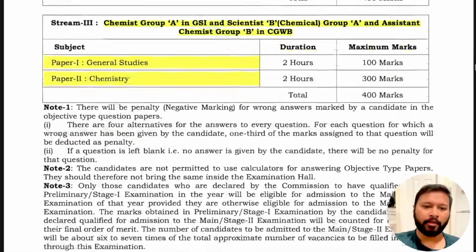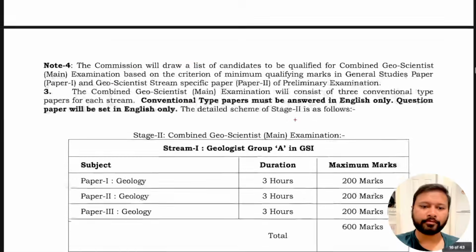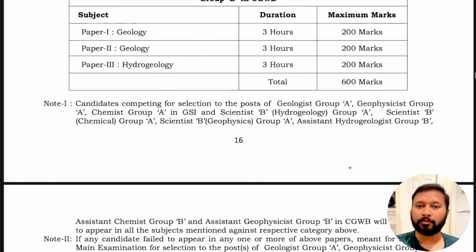All right. For Group A, chemist and scientist B, this is how your pre-exam is going to be. Paper 1 is general studies, 100 marks. Paper 2 is chemistry, 300 marks, a 2 hour paper. Okay. Then you will have your mains. In mains, you will have 3 papers, 1, 2, and 3. All of them will be of 3 hours each and 200 marks each. And all these marks will be counted at the time of interview. So the final merit will be made based on all these marks: your pre marks, your mains marks, all these will be counted at the time of your final merit.